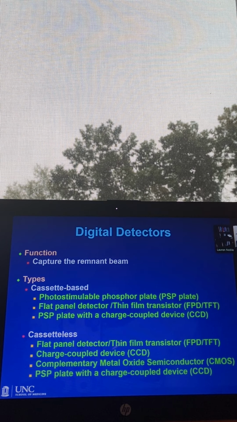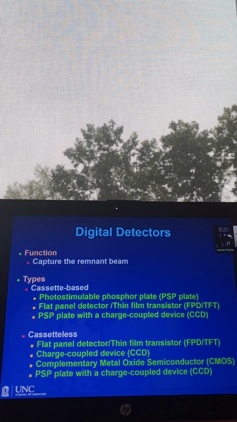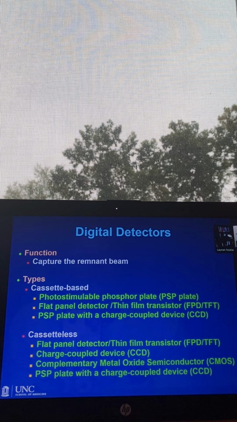There is a CMOS, or complementary metal oxide semiconductor. And then there's also a PSP plate that is used in conjunction with a CCD. So it's a hybrid detector, but it's cassetteless. So you'll see that there's some similarities there, in terms of having a flat panel detector that can be cassette-based and cassetteless, and then having this hybrid detector, which is the PSP plate with a charge coupled device. It can be cassette-based or cassetteless.